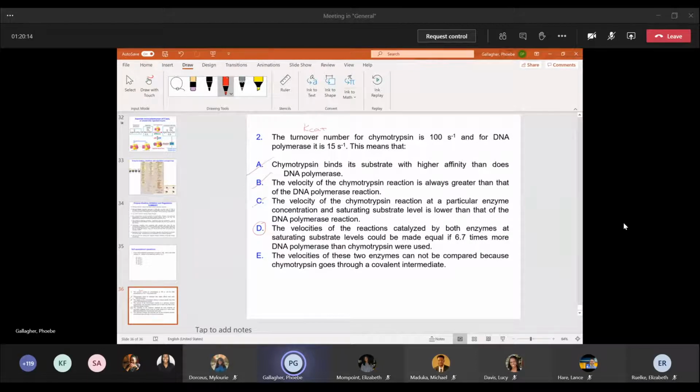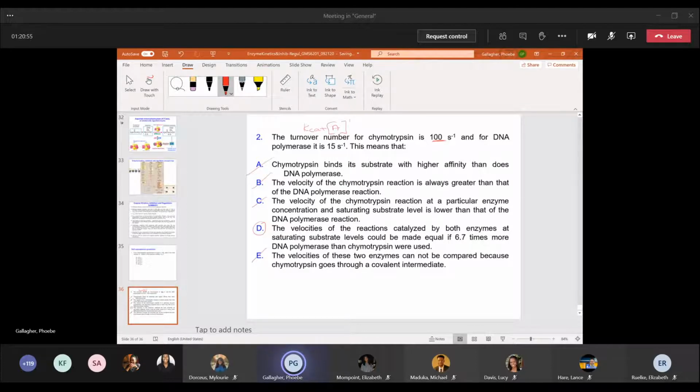Yes. And then E can't be right because the velocities of these two enzymes cannot be compared because chymotrypsin, okay, that's obviously wrong because remember chymotrypsin is the serine protease, so it doesn't do a covalent anything. So you would know this is correct because remember you can change the concentration of the substrate in order to make it so that, because remember the formula, it goes like this and then you have your order here. So if you change the amount of the substrate concentration, you can make it so that the velocities can be equal. So 15 times 6.7 is equal to 100. So that would even them out essentially.